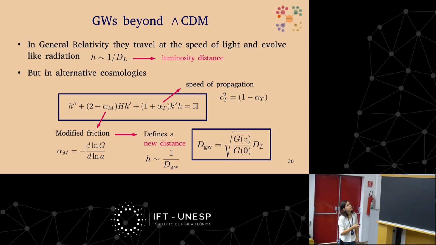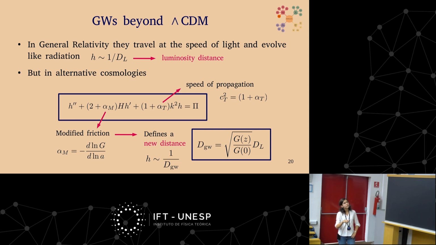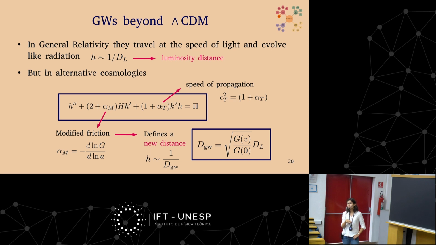So, in particular, what I would like you to remember from this slide is that this excess friction term makes you attribute a different distance to the gravitational wave source when you measure its amplitude. And so you define a different distance, called the gravitational wave distance, that is not the same distance you would measure with supernovae. It contains information on the expansion rate of the universe inside this D_L, but also on this time-dependent Newton's constant.